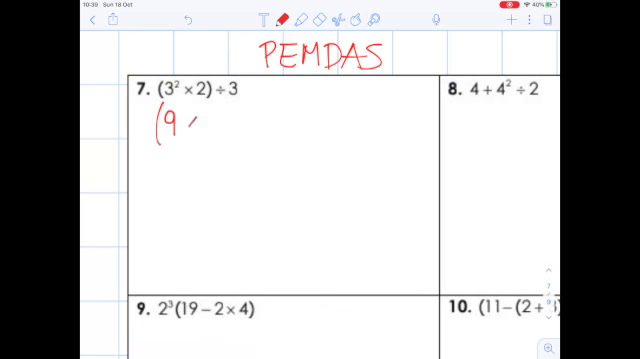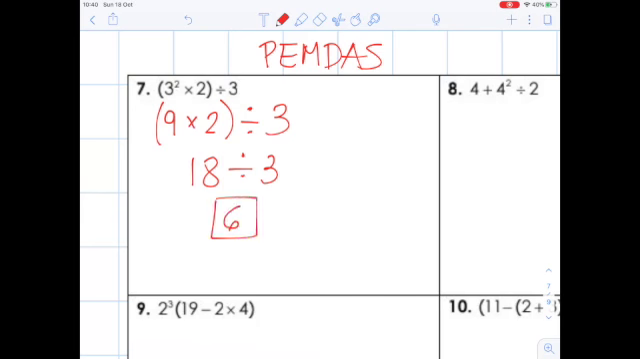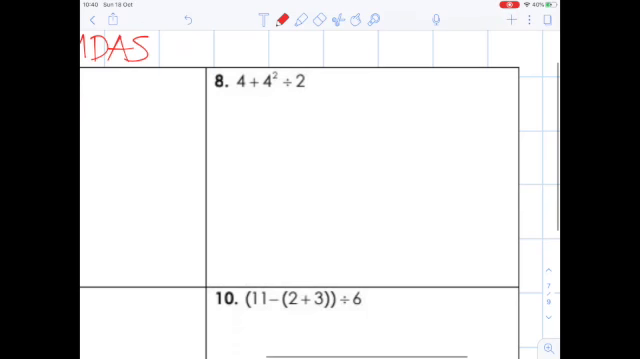I have to keep my parentheses now because I don't have one term yet inside. 3 squared, 9 times 2, close parentheses, divided by 3. Now I can multiply inside my parentheses. 9 times 2 is 18. My parentheses disappeared because I have one number inside of it, divided by 3. This is going to give me 6, okay?